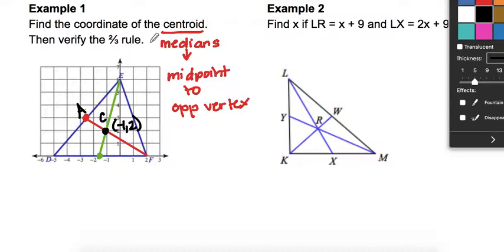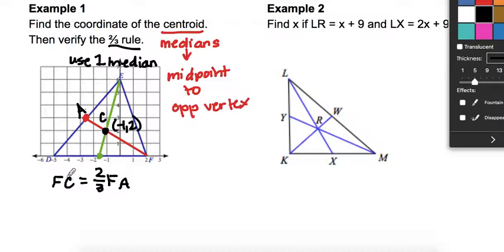All right, so to verify the 2/3 rule, I want to use one median. So one of these median lines. So if I'm using the line AF, to verify the 2/3 rule, FC should be 2/3 of FA. It should be 2/3 of the way from the vertex to the midpoint, or to the centroid, as it is from the vertex to the other side of the triangle.